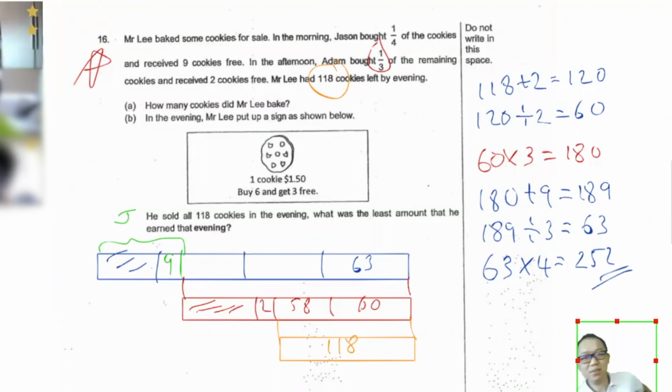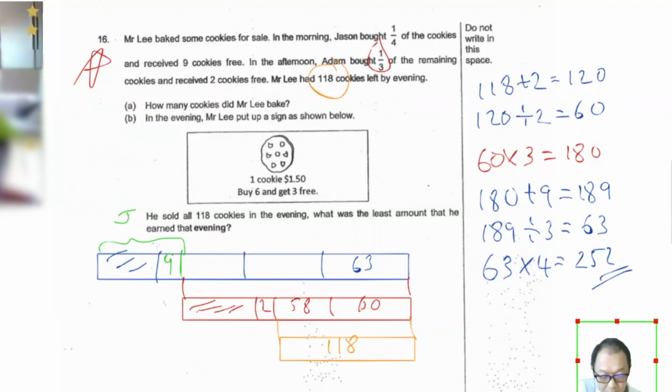Okay, so first one, 252 people. We'll go to the next one. In the evening, Mr. Lee put up the sign as shown. He sold all 118 cookies in the evening. What was the least amount he earned that evening?